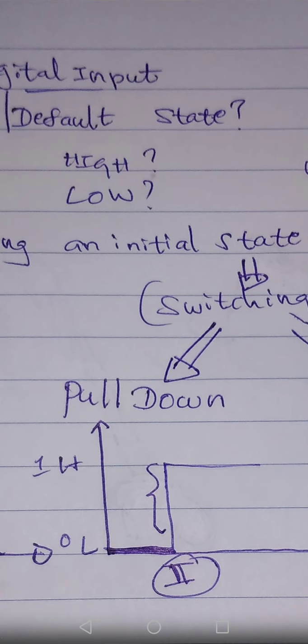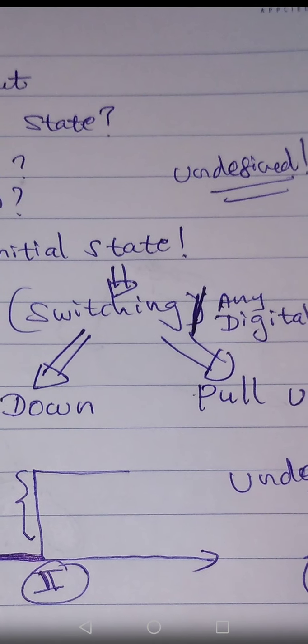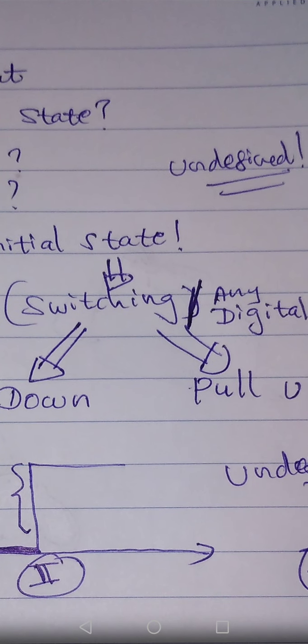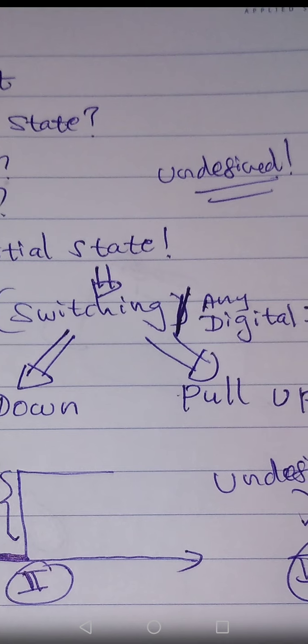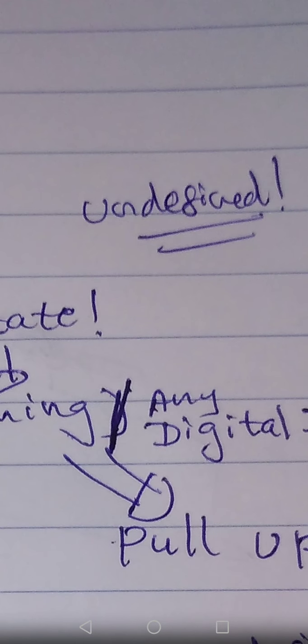We cannot say what the state is. That's why we are saying at the beginning the pin state is undefined, because we don't know. We didn't give any input states. We didn't fix any states. We don't know the state of that particular pin at the beginning.